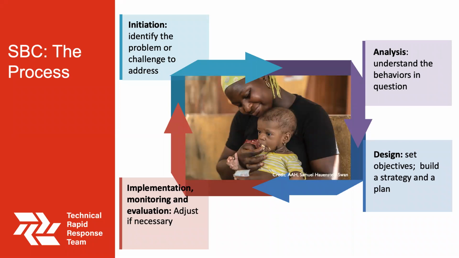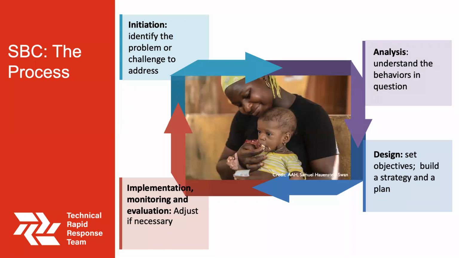In the analysis step, we conduct formative research to understand the behaviors in question, who practices them, what and who influence their behavior, and the different options for how to achieve the required behavior change. This is then followed by the design stage, where we set the objectives for behavior change and build a strategy and plan for the intervention based on the analysis that we've done in the earlier stages. Then the intervention is carried out as planned, adjusted if necessary, and based on what we find during the monitoring, we make changes accordingly, and then eventually measure its achievement.